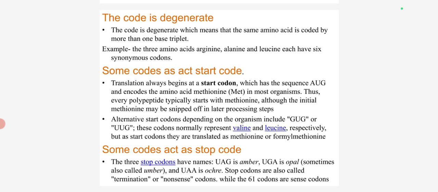Some codons act as stop codons. Among the three-letter stop codons, UAG is called amber, UGA is called opal, sometimes also called umber, and one more, UAA, is called ochre. These are the stop codons, called termination or nonsense codons, while the 61 other codons are sense codons.